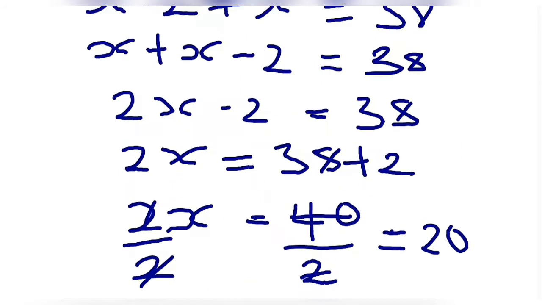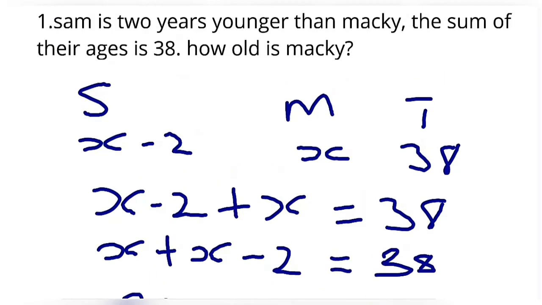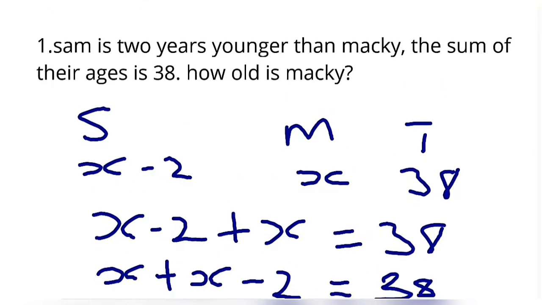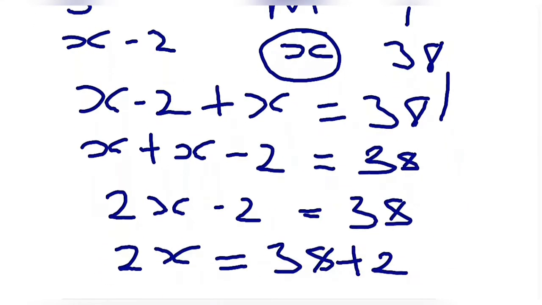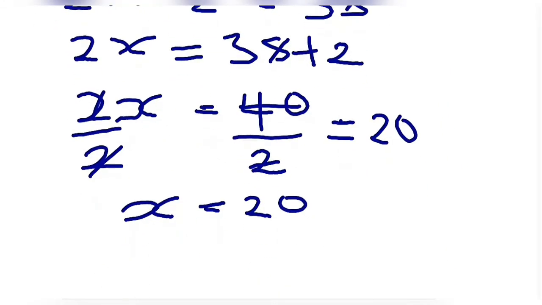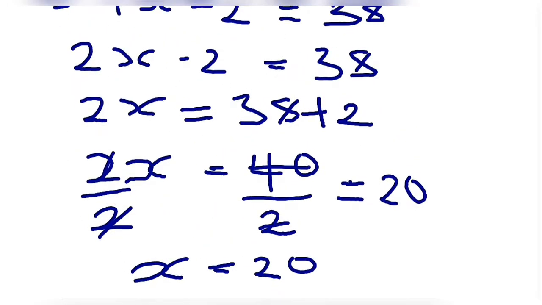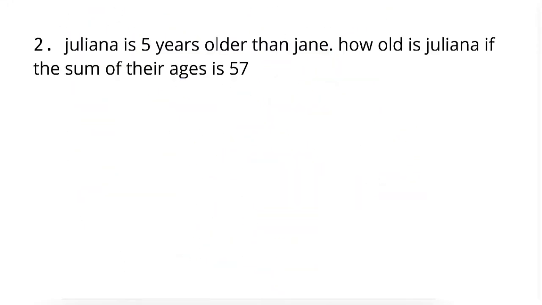So let me take you back to the question. The question was saying Sam is 2 years younger than Maki. The sum of their ages is 38. How old is Maki? Remember, Maki was represented by X. So the value of X is Maki's age. So Maki is 20 years old. Let us go to example number 2.